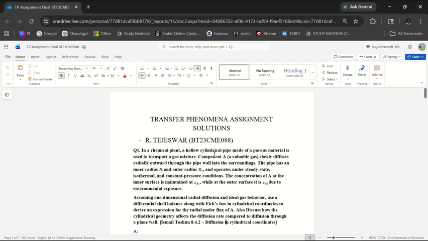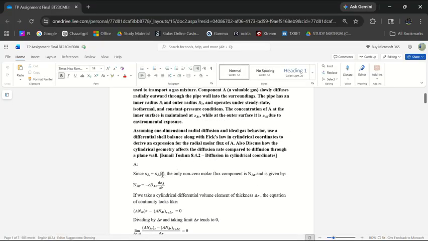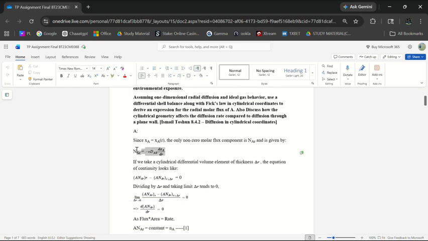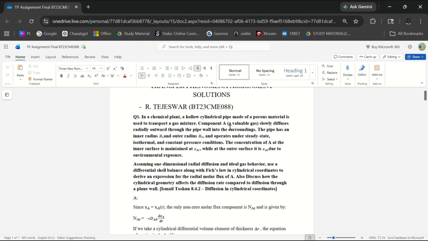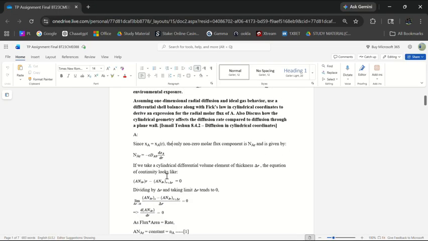Now, in the assumptions, we have assumed one-dimensional radial diffusion. So we know that XA is only a function of R, which is the radius of the cylinder. So the only non-zero molar flux component is NAR and is given by the formula minus C DAB dXA by dR. Here C is a constant, DAB is the diffusivity of desirable gas A in B, and dXA by dR is the concentration gradient of component A.